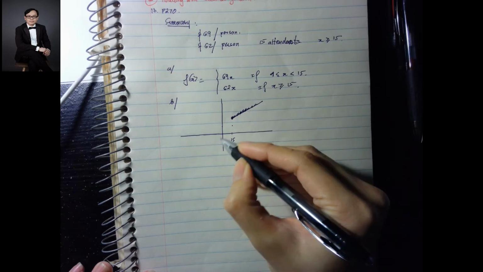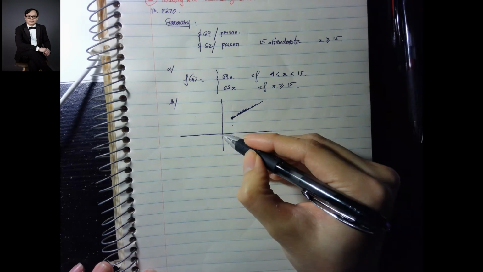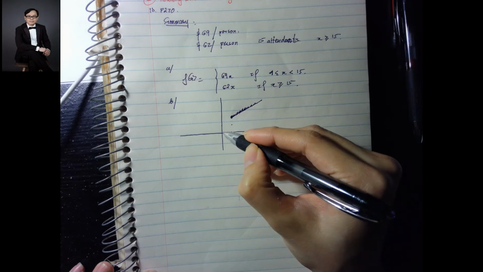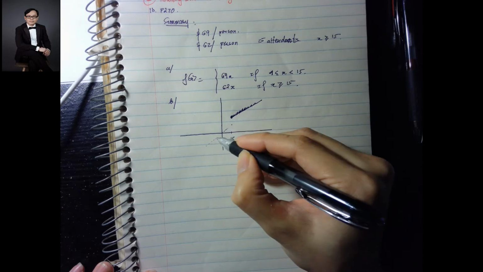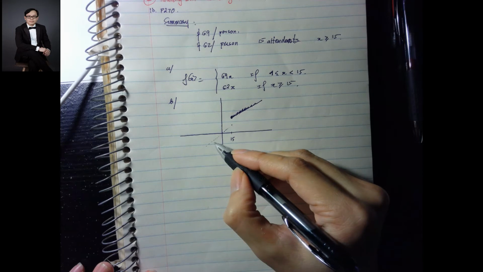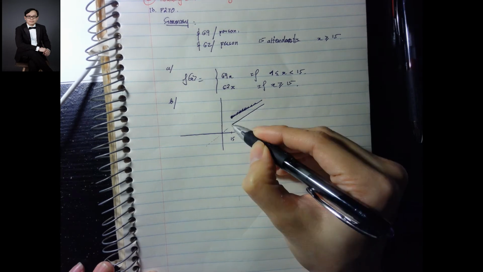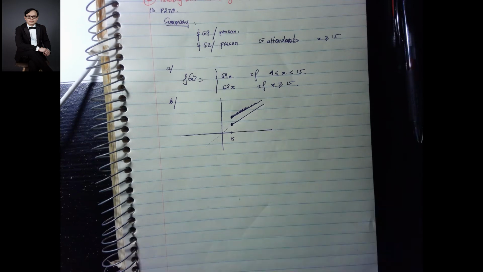So I use the open circle because I don't want to take that part. So it's going to be something like this. There you go. Okay. Greater than 15. And the slope here is 62, and the slope here is 69. It means it's going to be like this.